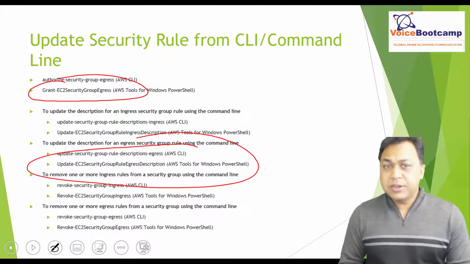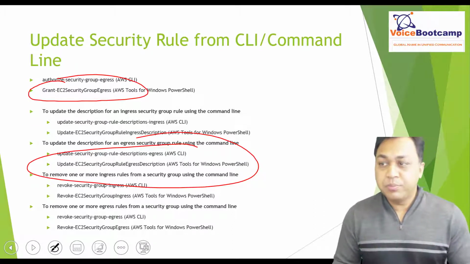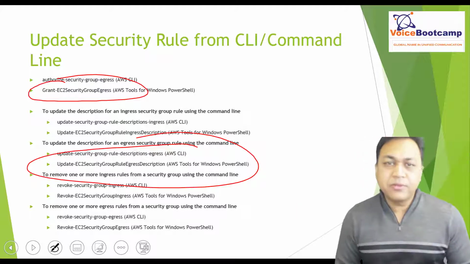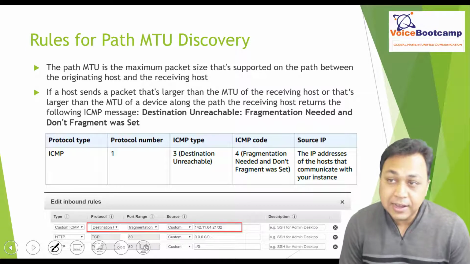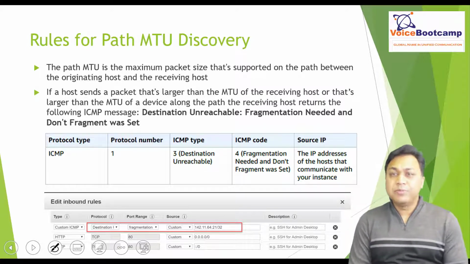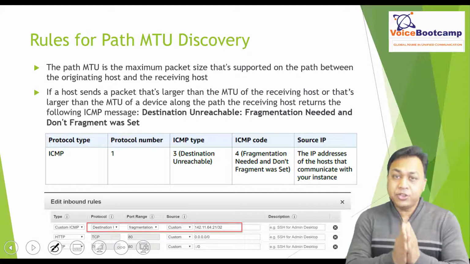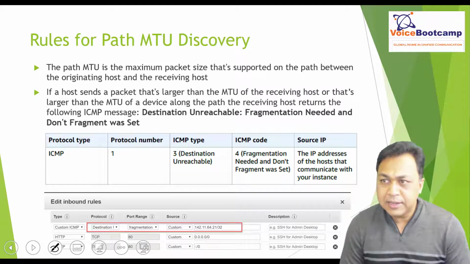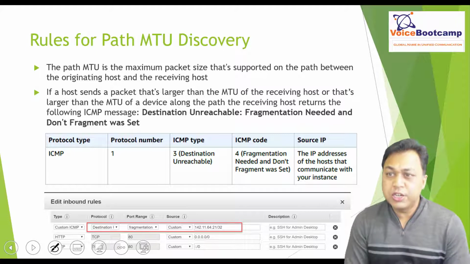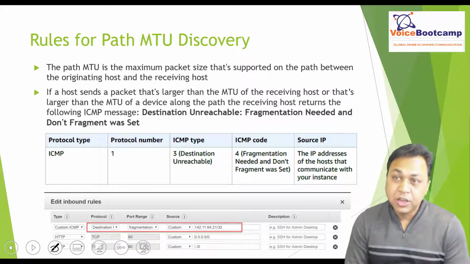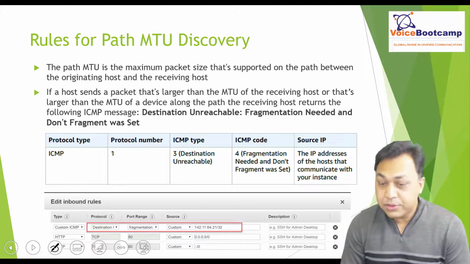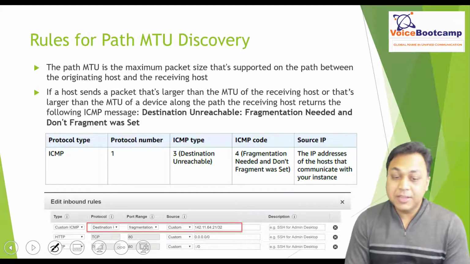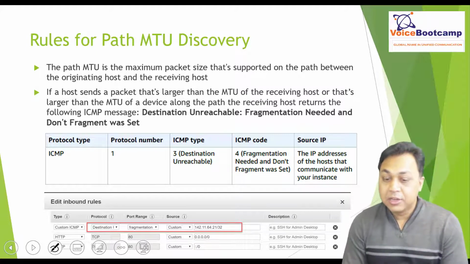Now what we're going to talk about is that there are certain custom rules that you may need to open from time to time. One of them, for example, is called rules for path MTU discovery, which basically says that when a traffic's MTU is more than what the originating host and receiving host can receive, the host will send a packet that is larger than the MTU of the receiving host, or larger than the MTU of a device along the path.